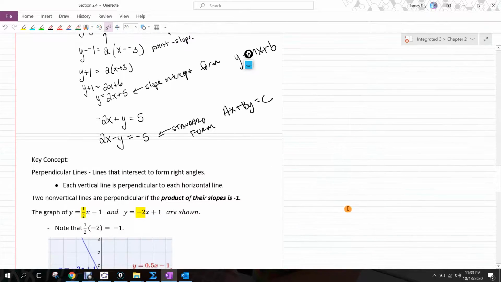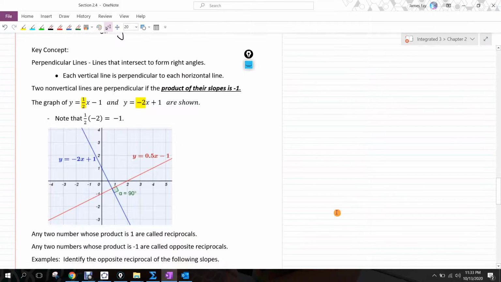Let's jump down here to this next idea. This next concept is dealing with perpendicular lines. Perpendicular lines are lines that intersect to form right angles. It says each vertical line is perpendicular to each horizontal line. So if you're dealing with a vertical and horizontal line, they're always perpendicular.